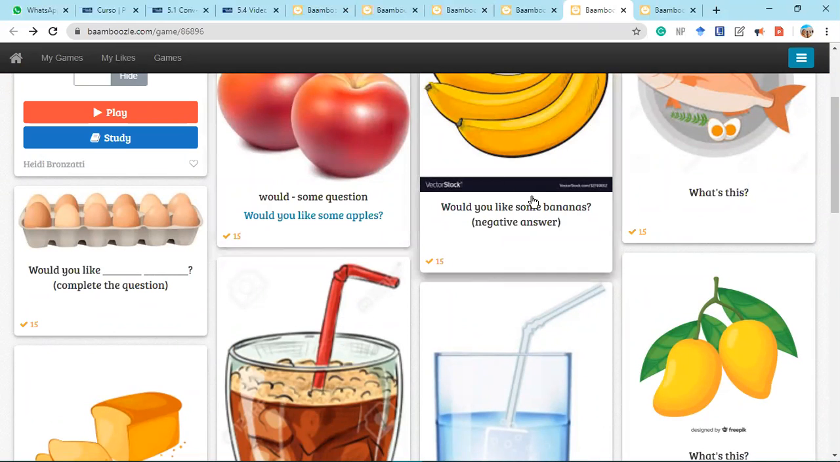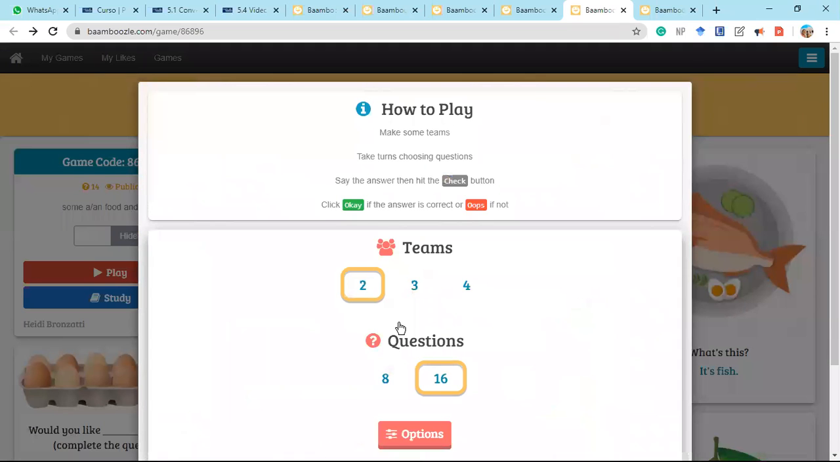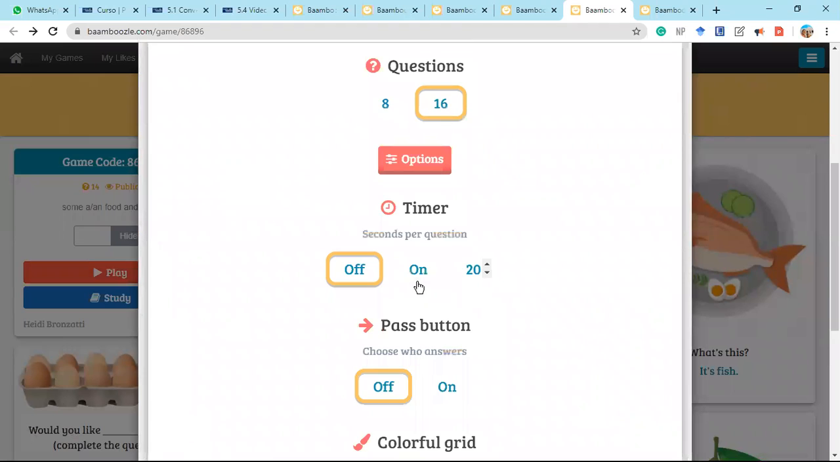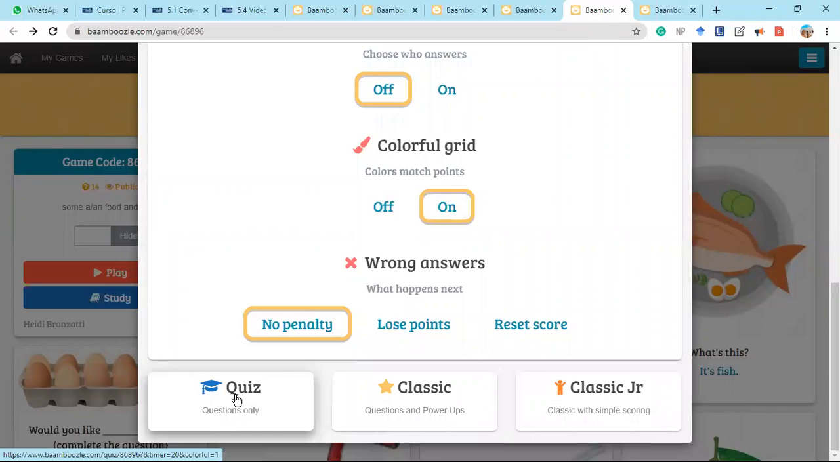Or sometimes you just have to respond to the question. Would you like some bananas? And they say negative answer, and you respond, no, thank you. And other exercises are simple. Just asking for these things: What is this or what is that? So let's play. Let me turn on the timer. Colorful grid, no penalty. And let's go to the quiz.